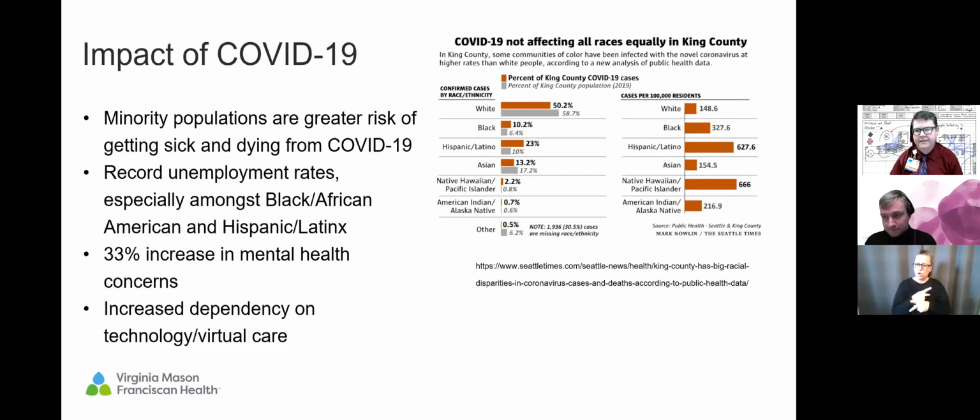Record unemployment rates, increasing mental health concerns, and with increased reliance on virtual care, leaving many folks in the dust who don't have access to a computer, an iPhone, or an internet connection.